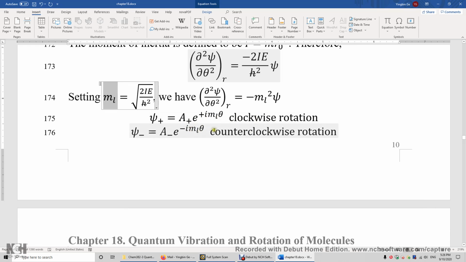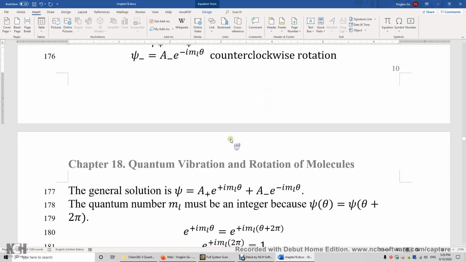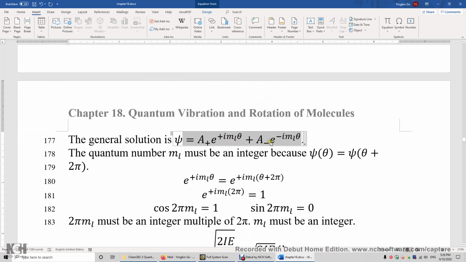These are two possible solutions. You can rotate clockwise or counterclockwise. The particle can actually rotate in both directions at the same time. And over here, we are looking at this general solution. It may sound weird. How can this particle move in the clockwise direction and counterclockwise direction? Well, this is quantum mechanics. In a particle in the one-dimensional box system, the particle can move to the left and to the right at the same time.